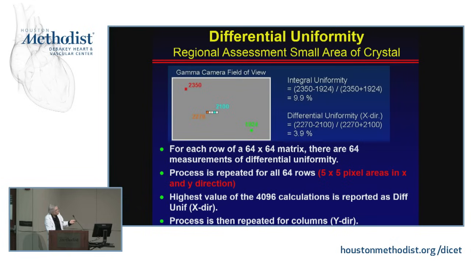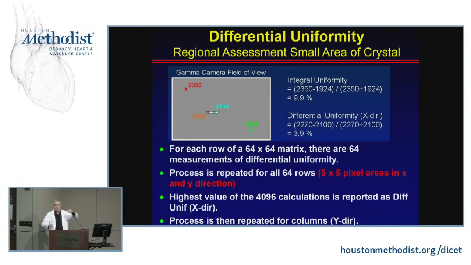With differential uniformity, it's done over 5 pixels in each direction, 5 pixels in the x-axis, 5 pixels in the y-axis. So that's a small neighborhood, okay? Within each small neighborhood we would look. Here you would see that 2270 is the hottest pixel, 2100 is the least pixel along those 5 pixel averages, and now when you do the equation, you get 3.9%, okay? So we look at both.